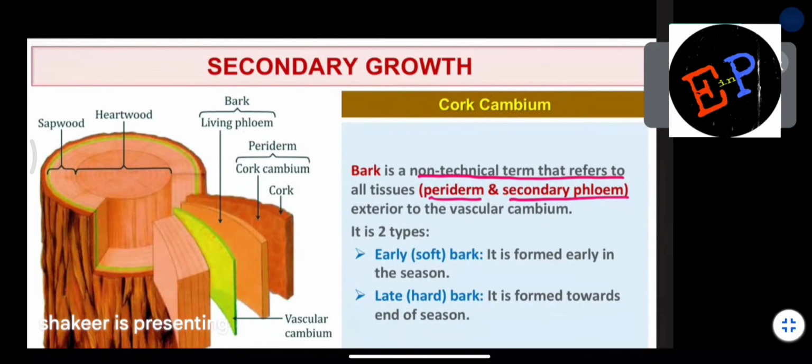So exterior to the vascular cambium, beyond the vascular cambium, from the vascular cambium you can find the secondary phloem. Then you can find the secondary cortex. Then you can find the cork cambium. Then you can find the cork. Are you able to understand? So all this is called bark.